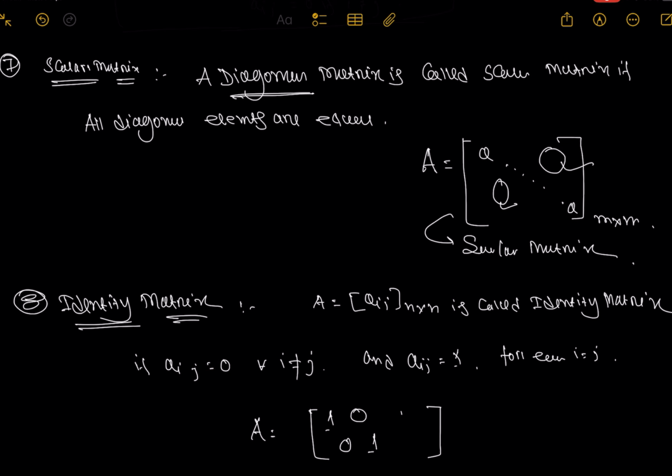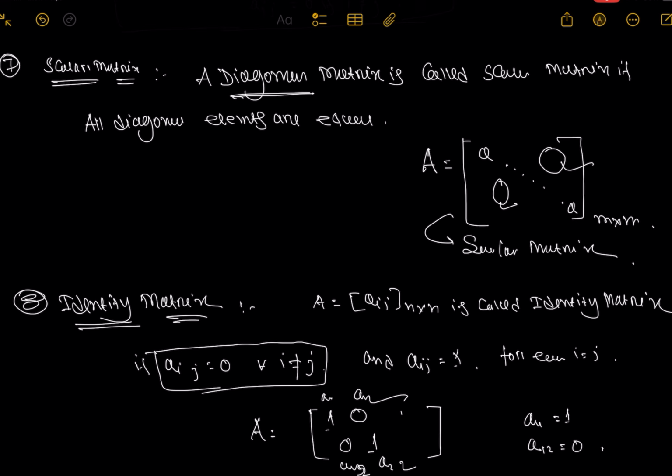It should match the given criteria. What is the given criteria? A of ij equal to 0 for all i not equal to j. This is A11, this is A12, A13, A22. Sorry, A12. A11 has value 1. A12 is 0, for this case i not equal to j. For this case i equal to j, so this is 1.